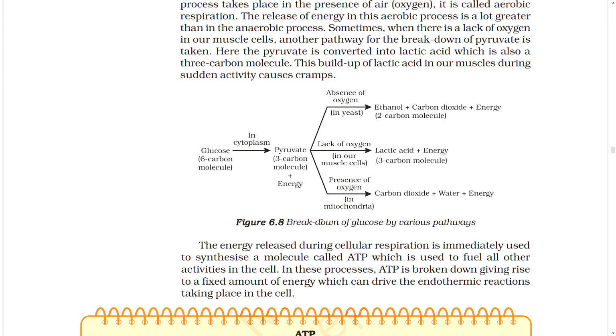Figure: breakdown of glucose by various pathways. Glucose, a 6-carbon molecule, in cytoplasm. Pyruvate, a 3-carbon molecule, plus energy. Absence of oxygen in yeast: ethanol plus carbon dioxide plus energy, a 2-carbon molecule. Lack of oxygen in our muscle cells: lactic acid plus energy, a 3-carbon molecule. Presence of oxygen in mitochondria: carbon dioxide plus water plus energy.